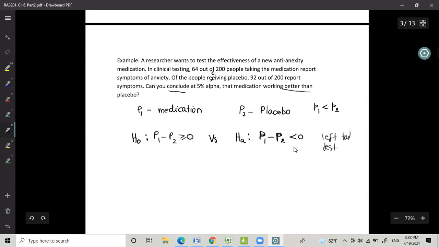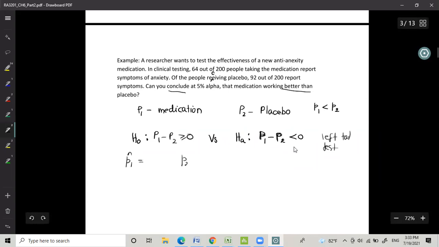Is this clear how you figure out the HA? Because you want to conclude that the medication is working better. If it is working better, the proportion who got the symptom should be less than the placebo group. So it should be P1 less than P2. So you write it like this. Okay, now the first thing, let's find what we want.